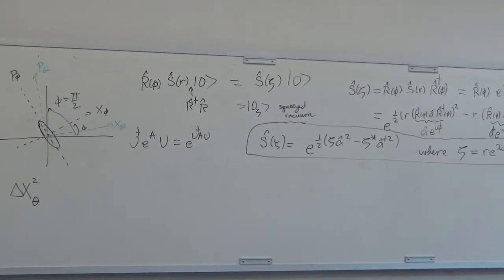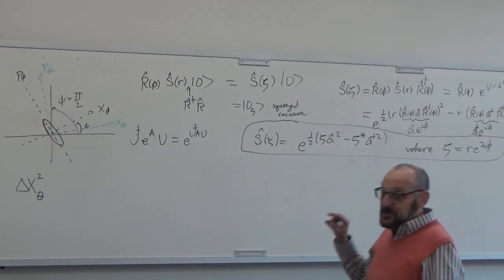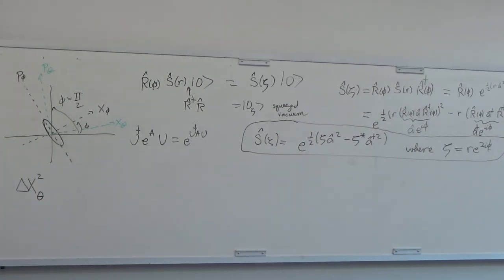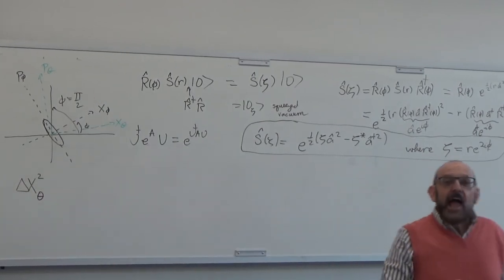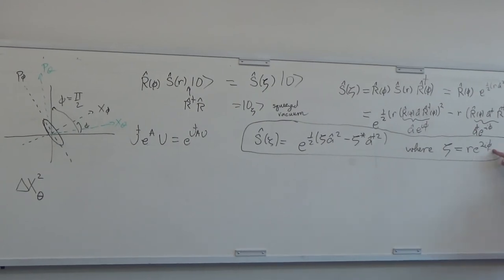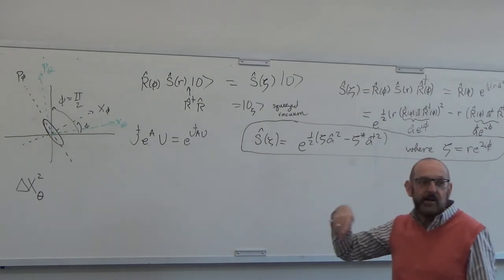And the quadrature along which you squeeze just says at what phase in the oscillation the uncertainty is minimum, right? Relative to some reference phase. So there's some reference phase that we're calling zero. And if it's squeezed along this quadrature, that means when the phase of the oscillation is phi, the uncertainty is below the vacuum level by an amount e to the minus r, or 2r in variance.